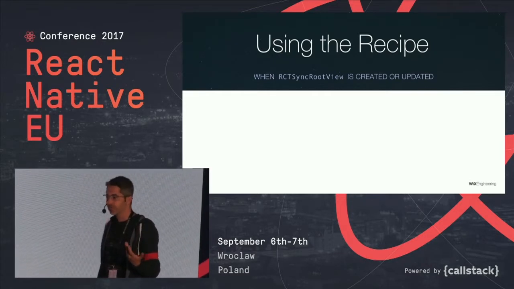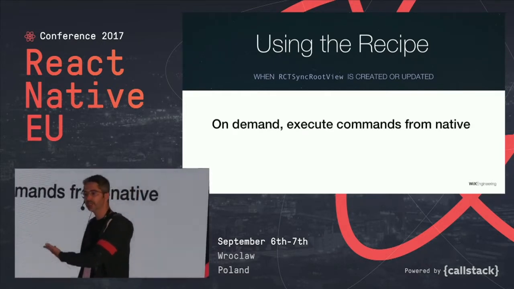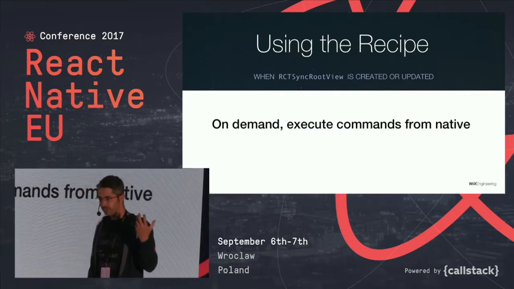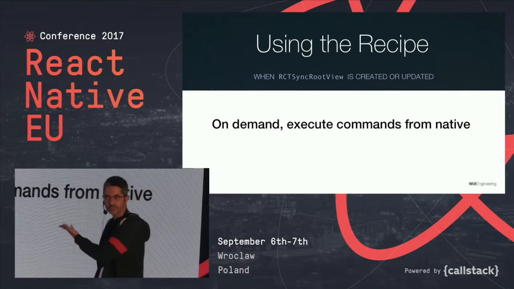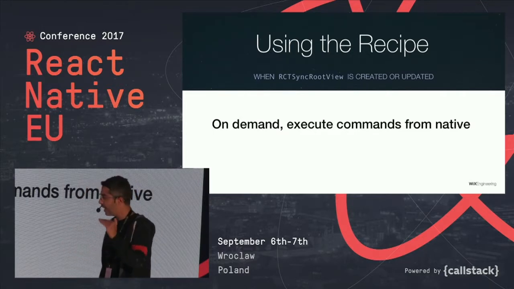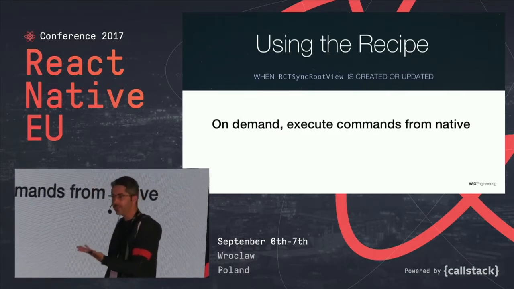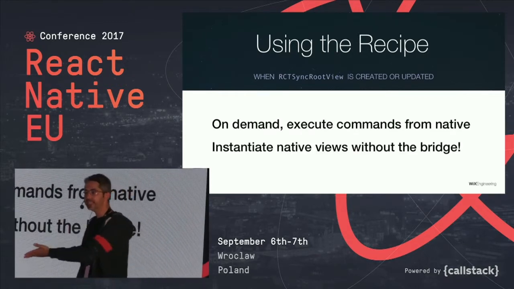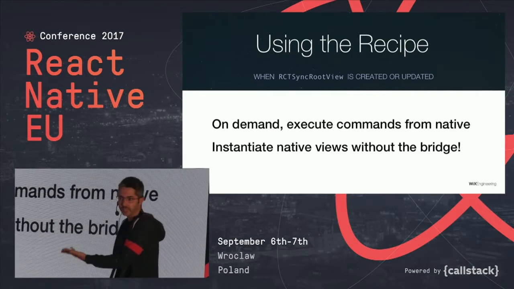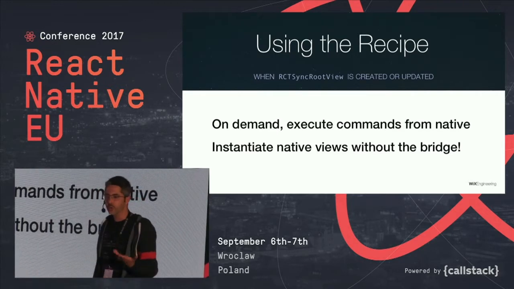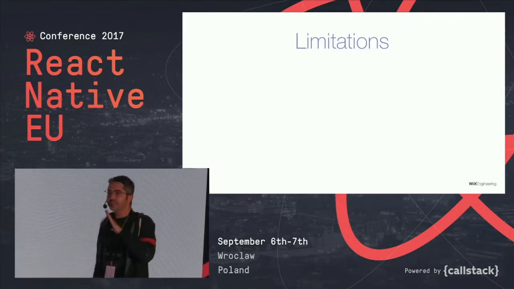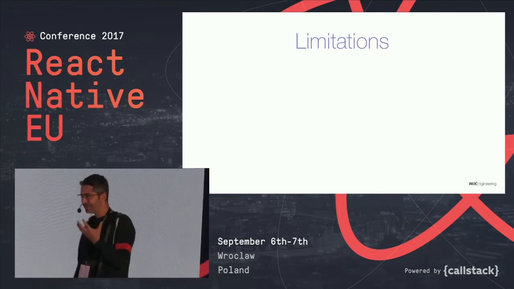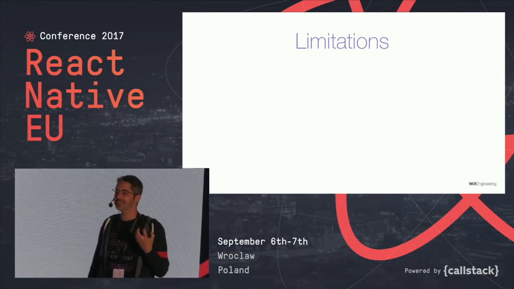So how would that work? Whenever you create an RCT sync root view or update its props, we're going to go over the JSON recipe that I showed you, and it's stored. It's just serialized and stored in our registry. And we go over it, and we have the commands that we need there. We can just execute them. We can call the UI Manager commands natively and instantiate the native views without going over the bridge. So this seems like a magic solution that kind of solves all the world problems, but I want to show you some fundamental limitations of this approach.